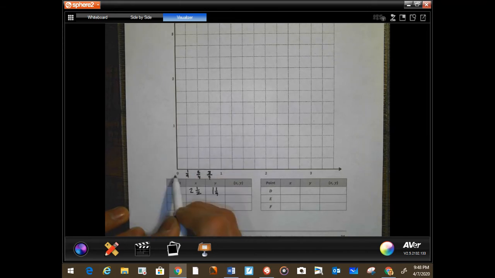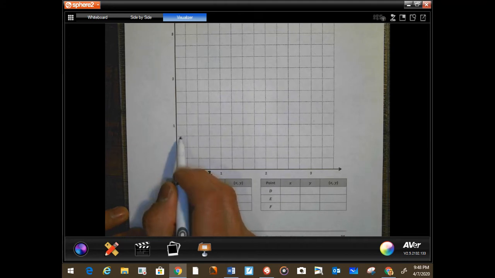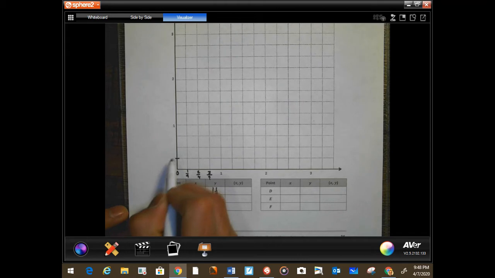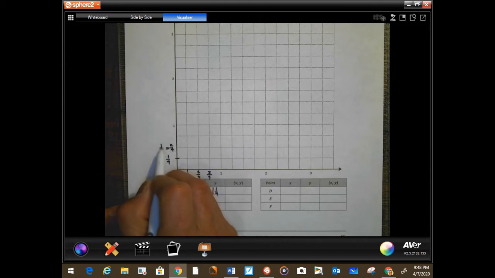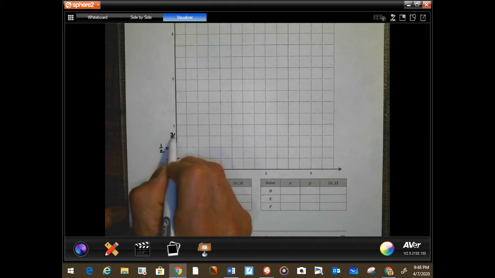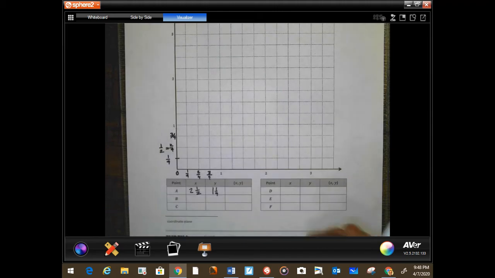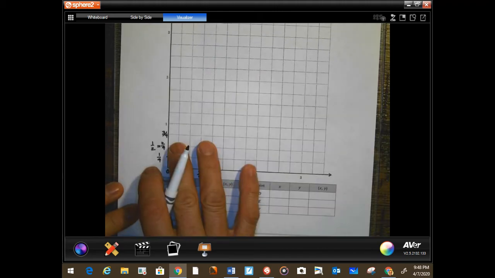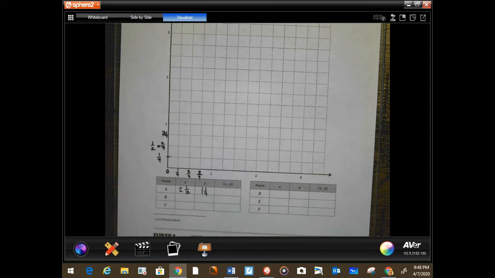This is 1, this is the origin, 0. There are 1, 2, 3, 4 spaces, which means each tick is worth 1/4. This is 2/4, which equals 1/2, and 3/4 and 4/4 equals 1. So this is how you're going to manage this, okay?